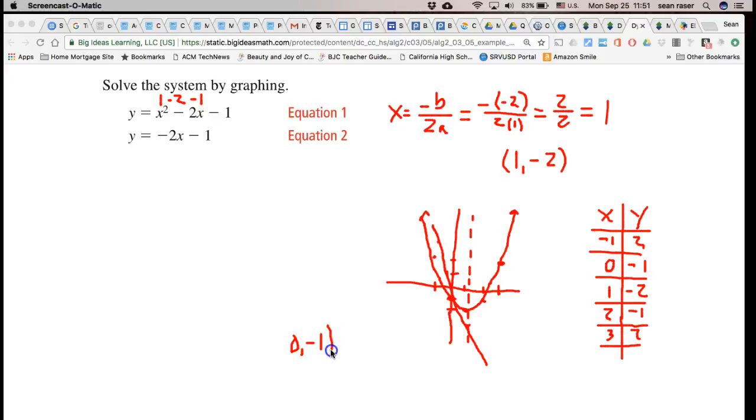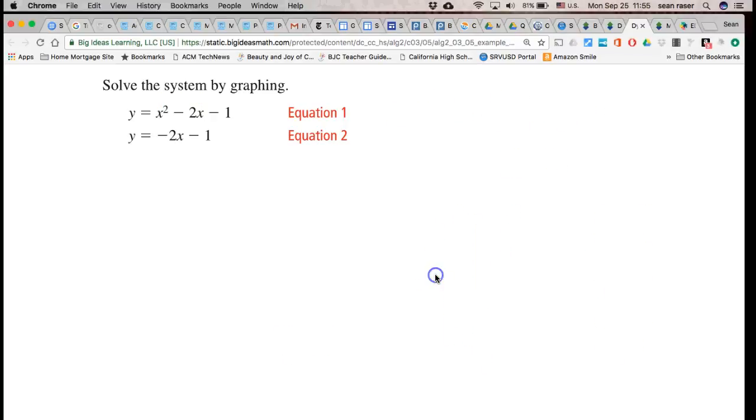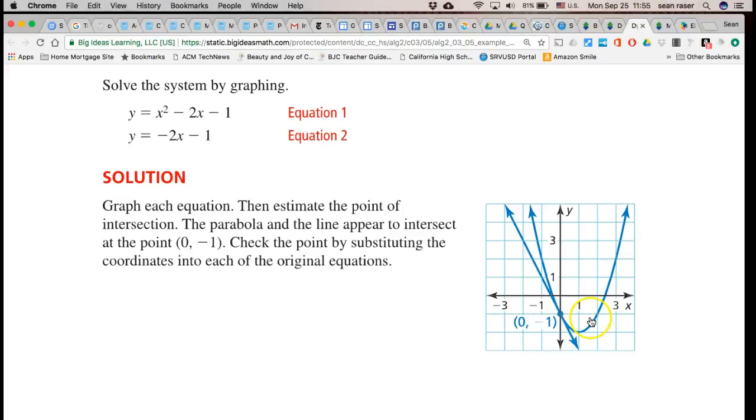And my graph right here is obviously kind of a rough draft, but I wanted to go through the process of actually graphing this for you. So let's look at the graph that they actually have right here. This is the nice drawn out graph. And you can see that just like we graphed, our point of intersection is at (0, -1). And that's going to be our answer for this.